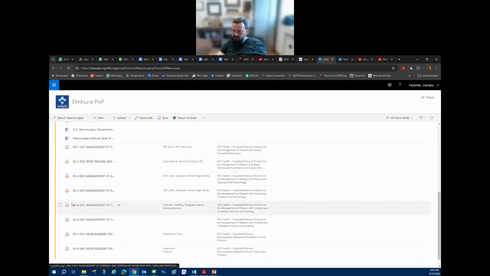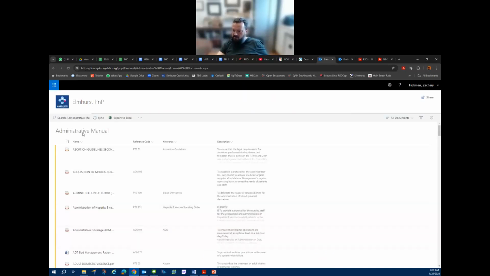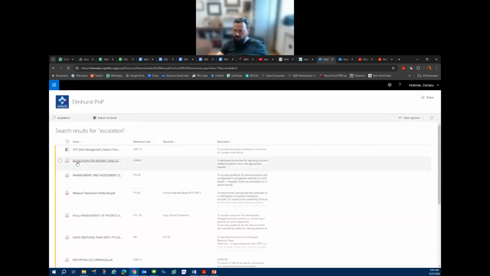A couple of these are duplicates, which I'll have to get rid of, but everybody in our department should be aware of these and have read them. There's really no reason why most of them shouldn't be committed to memory, or at least you should have read them and know where to find them if you have any questions on these patients. We'll be specifically going over the escalation of care policy there, as well as the one under the administrative manual, where you can also search for these. There's also a hospital escalation of care policy here, which is Administrative Policy 81.